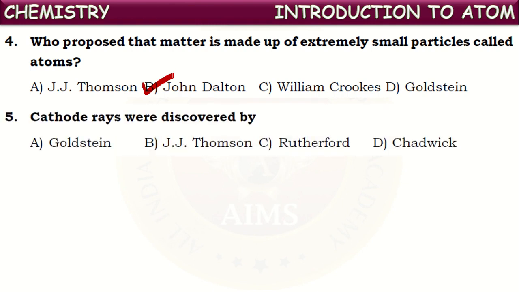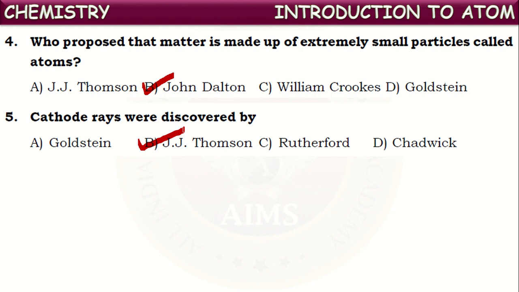Next, cathode rays were discovered by. Who discovered these cathode rays? Cathode rays are nothing but electrons. They were discovered by J.J. Thomson. J.J. Thomson discovered these cathode rays with the help of the discharge tube experiment.